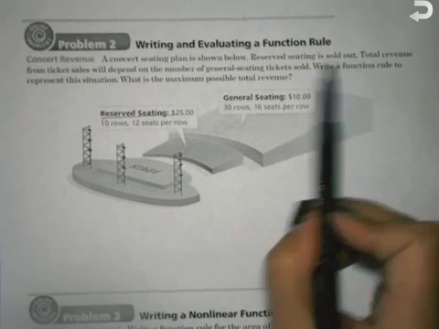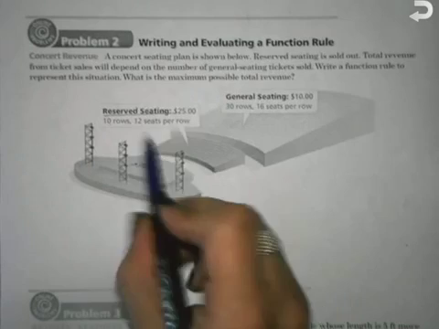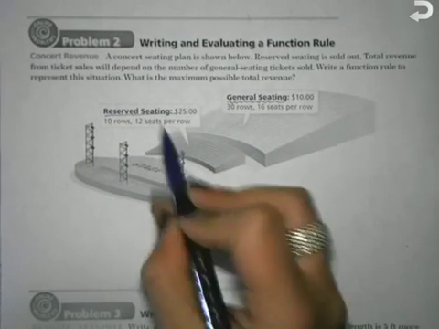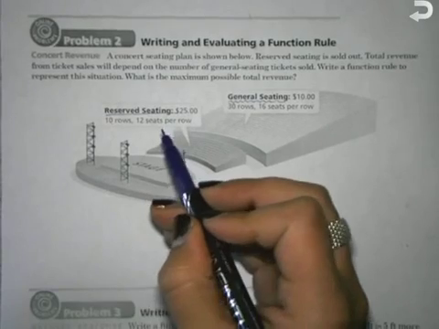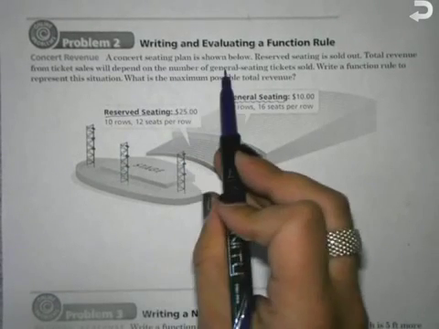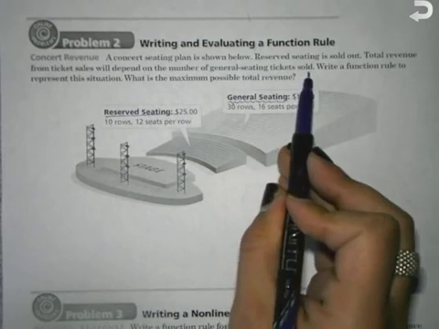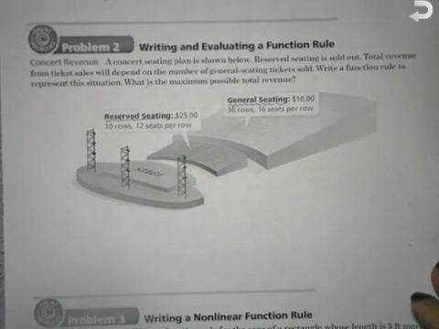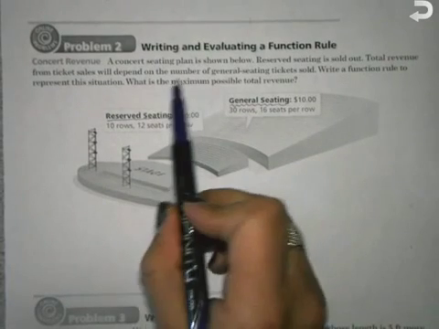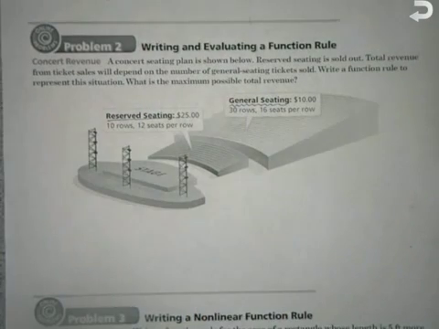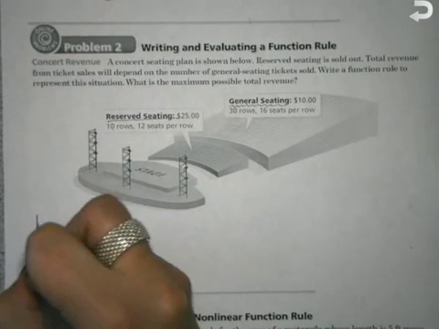So the reserved seating is sold out. So we have sold all the reserved seating. We already know that for our reserved seating, we've sold all those tickets. The total revenue from ticket sales will depend on the number of general seating tickets sold. Write a function rule to represent this situation. And then after we write our function rule, we are going to figure out what the maximum possible total revenue is. So how do we figure this out? Let's let R equal our total revenue.